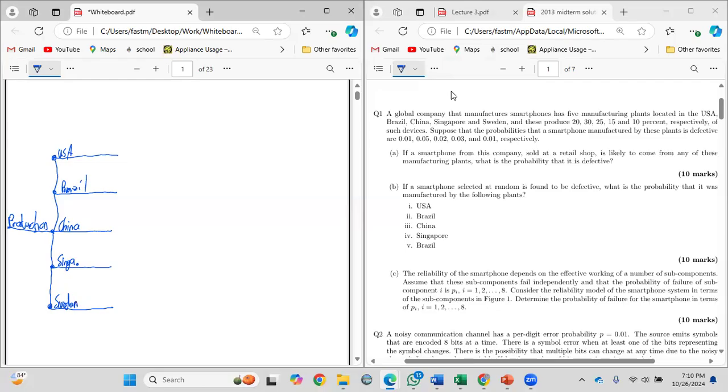Then they gave the production of each. They said respectively, so it follows the order. 20% is 0.2, Brazil is 0.3, China is 0.25, Singapore is 0.15, and Sweden is 0.1. That's the probability, not the percentage, since it's converted.